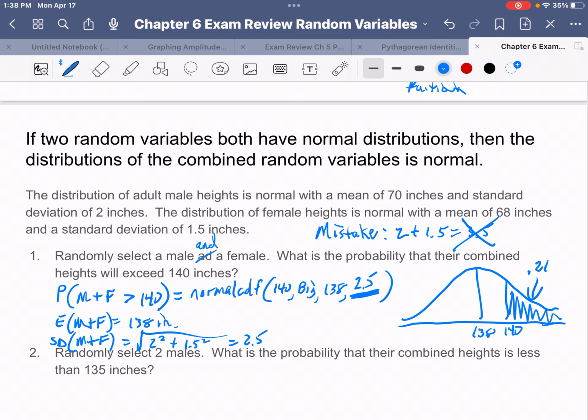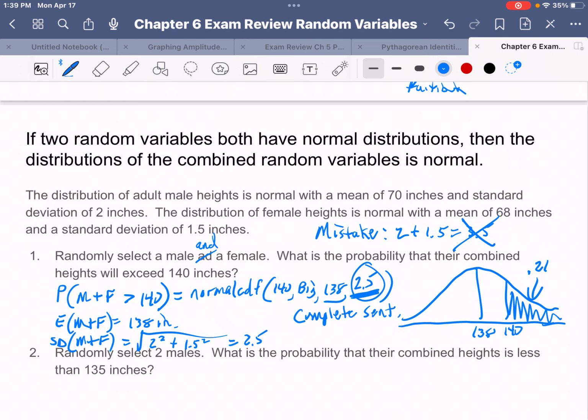Remember, if this is a multiple choice question, that 0.21 is all you're looking for. You're not going to get the right answer if this standard deviation is wrong. That's the whole point of this problem. Did you calculate that standard deviation and that mean correctly? Now you must write a complete sentence if this is free response. Don't just make a calculation without writing a complete sentence. There's approximately a 21% chance that the sum of their combined heights will exceed 140 inches.